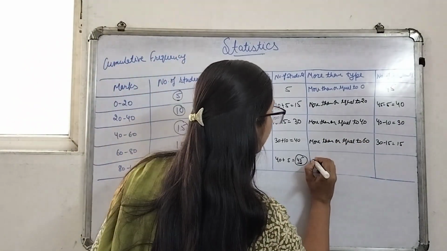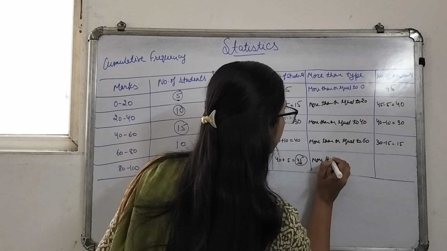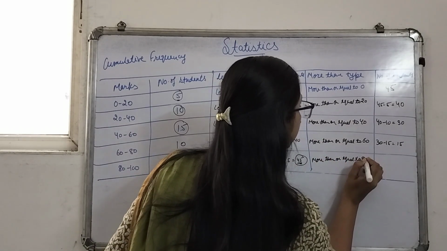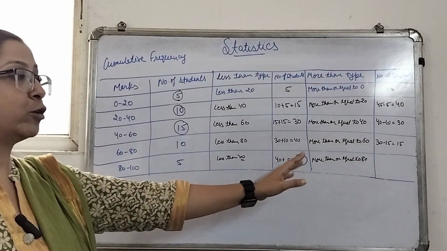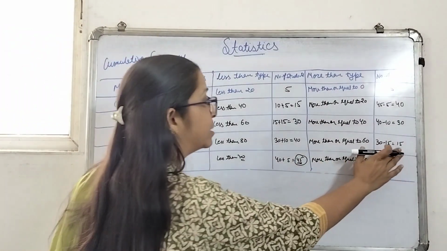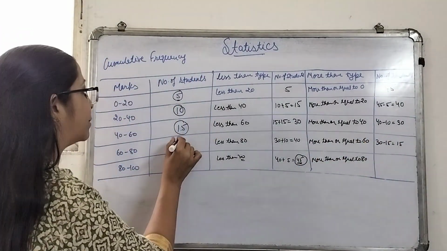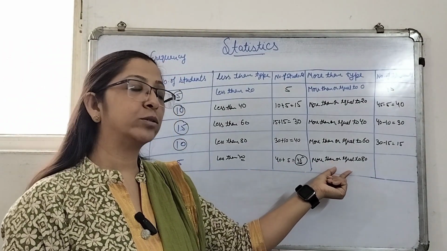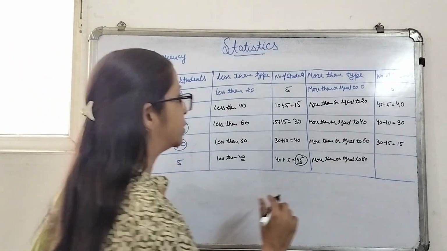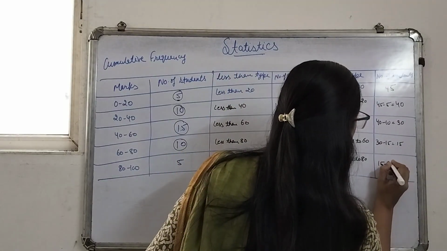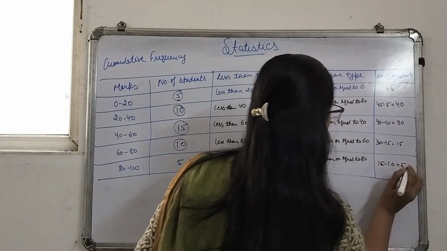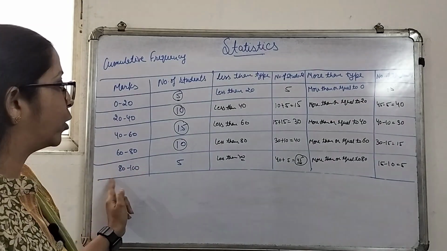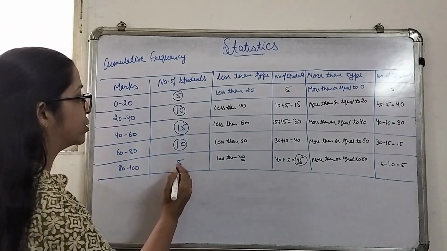Now the next category will be more than or equal to 80. The students who have secured more than or equal to 80. From this number of students, if we subtract this, we will be getting the number of students who have secured more than or equal to 80. So it will be 15 minus 10, that is 5. So there are 5 students who have secured more than or equal to 80, which is over here.